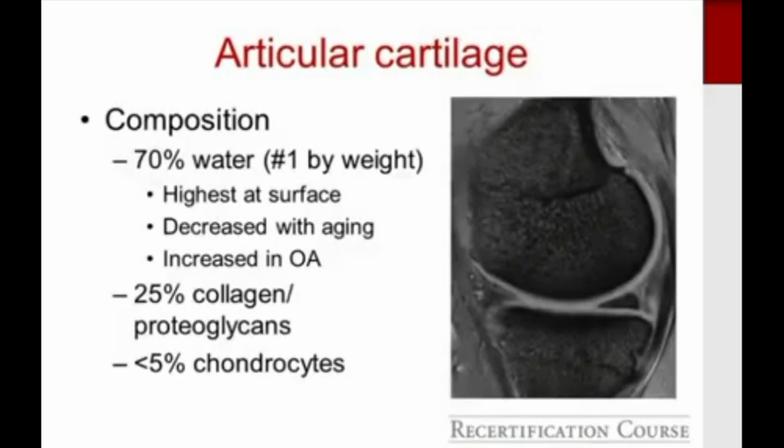Its composition is mainly water, number one by weight, 70% water. The water content is highest at the surface. As you age, cartilage becomes dry and the water content is decreased. In osteoarthritis, the water content is actually increased. Osteoarthritis is wet. 25% is collagen and proteoglycans, and less than 5% is chondrocytes.